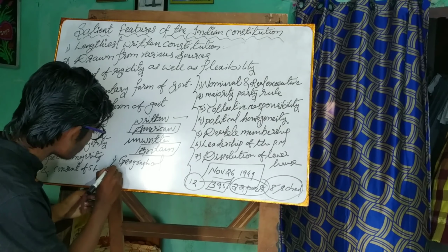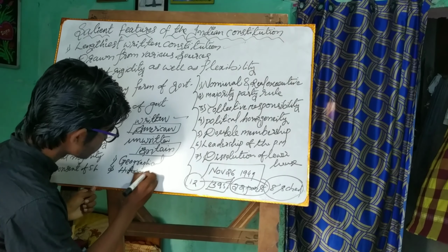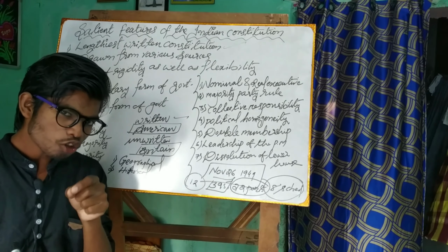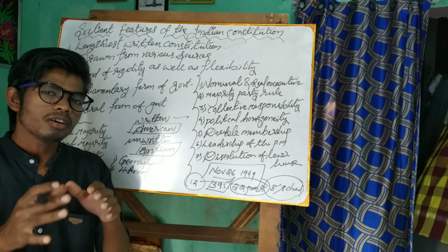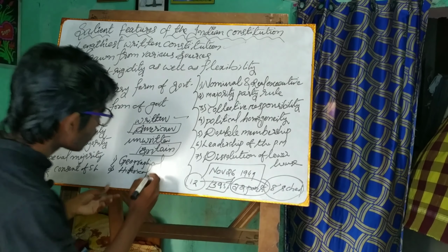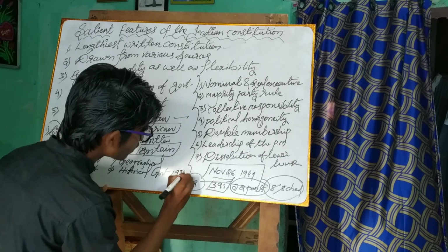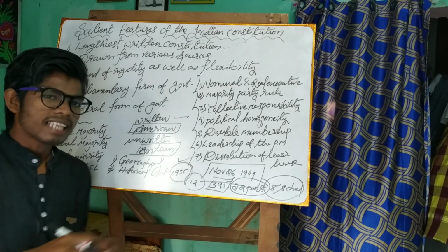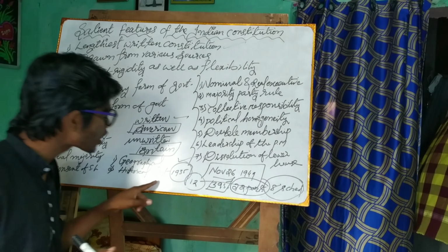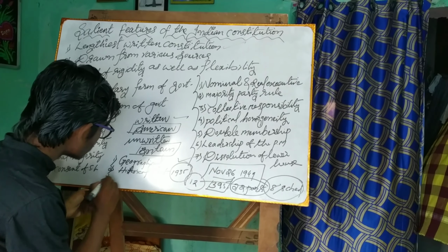The second factor we have is the historical importance. So what is this historical importance? It says that most of the features of the Indian Constitution are from the Government of India Act of 1935. That means the influence on the Indian Constitution is mostly from the Government of India Act of 1935. And one more, that is the Constitution.